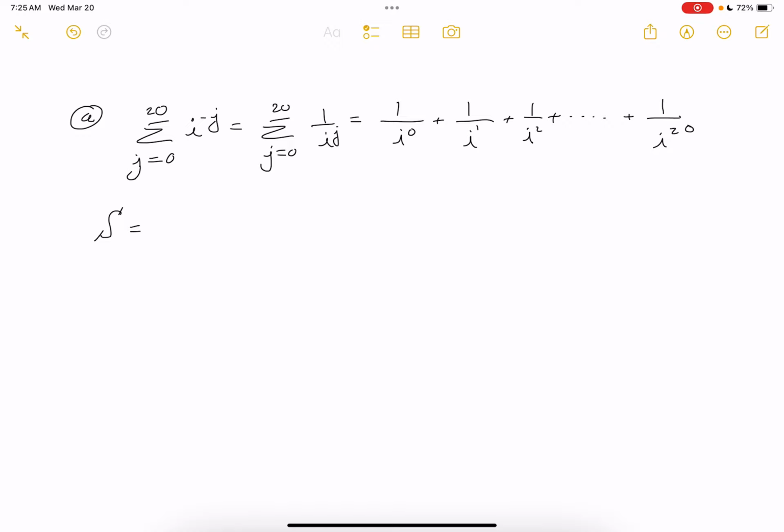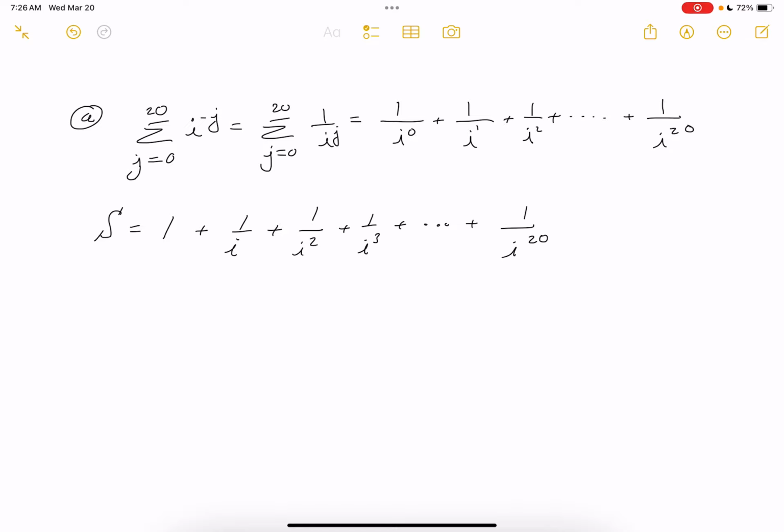The first term is 1 over I to the 0. This is the only one I'm going to simplify. It's actually just 1. The next one's 1 over I. I'm not going to simplify the next one. You could say it's -1, but I'm going to write down 1 over I squared. Then 1 over I cubed plus yada, yada, yada, all the way up to 1 over I to the 20th power.